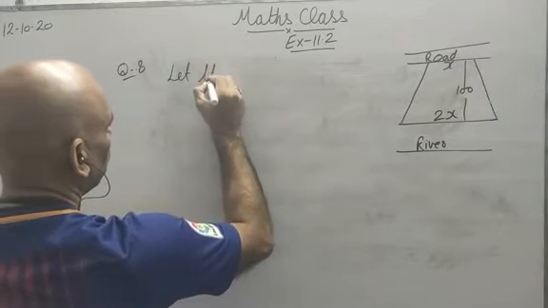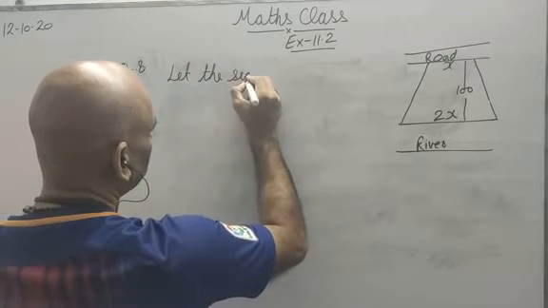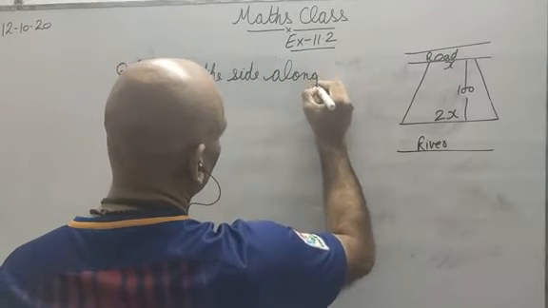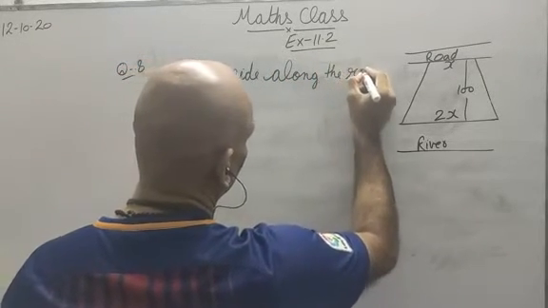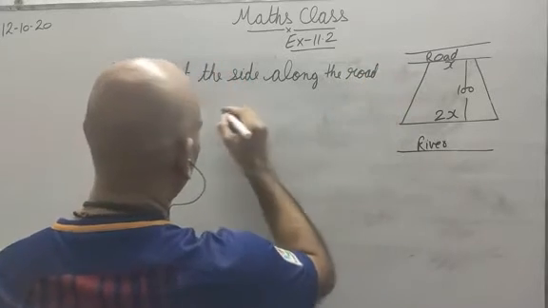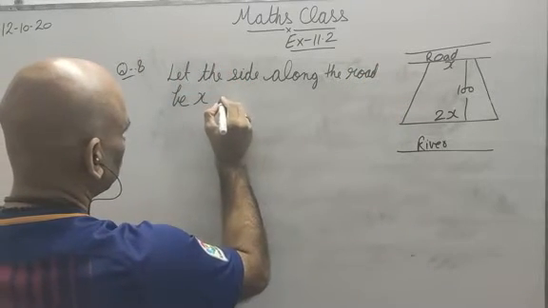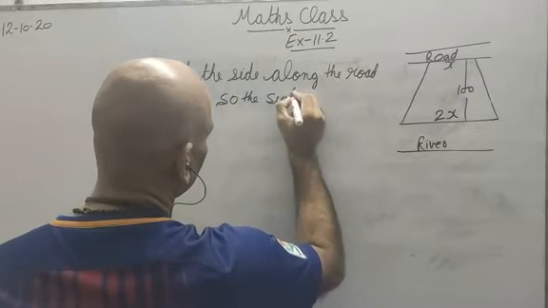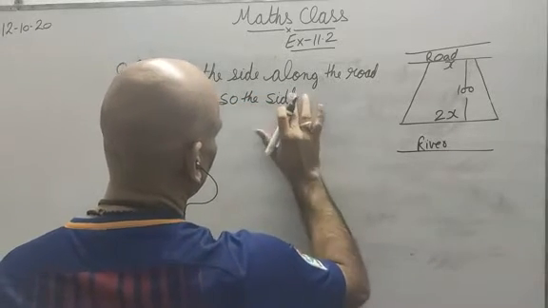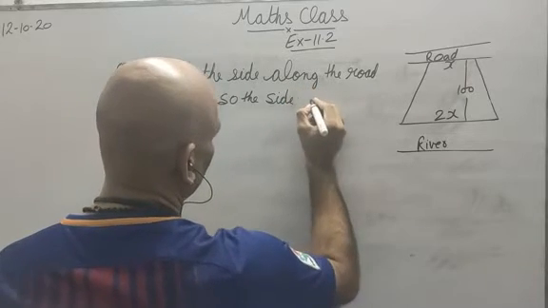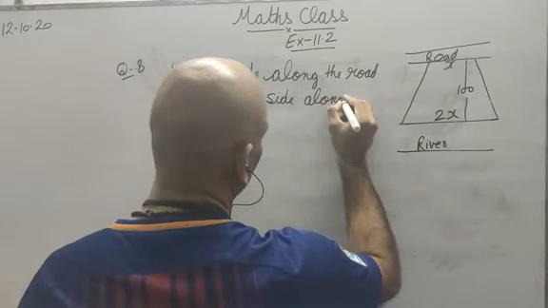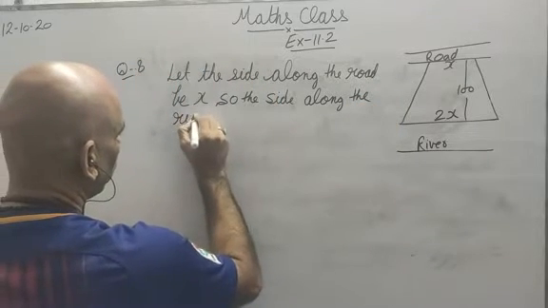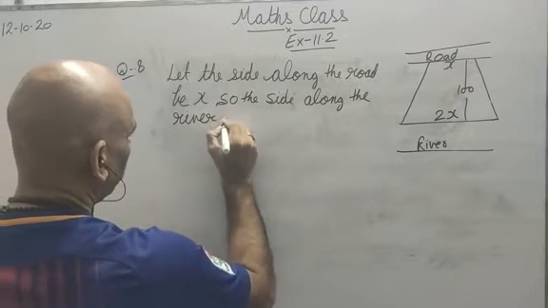Let the side along the road be x. So the side along the river will be 2x.